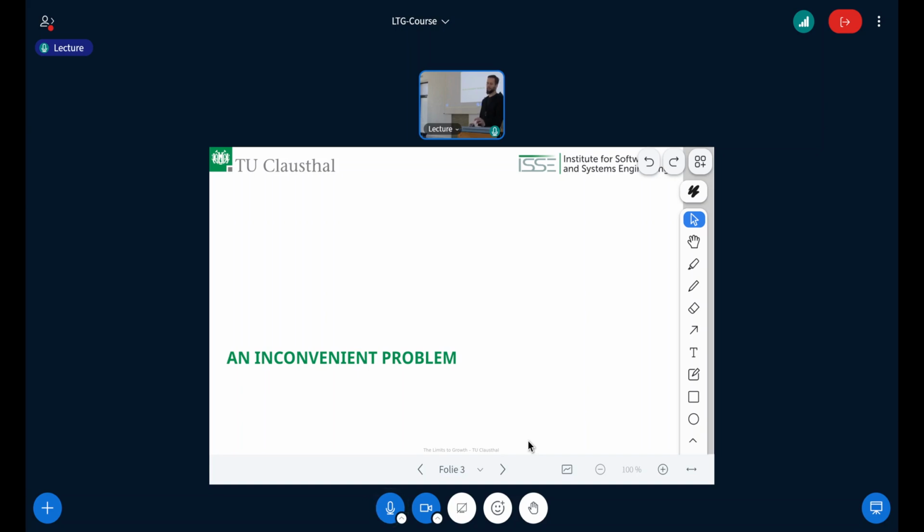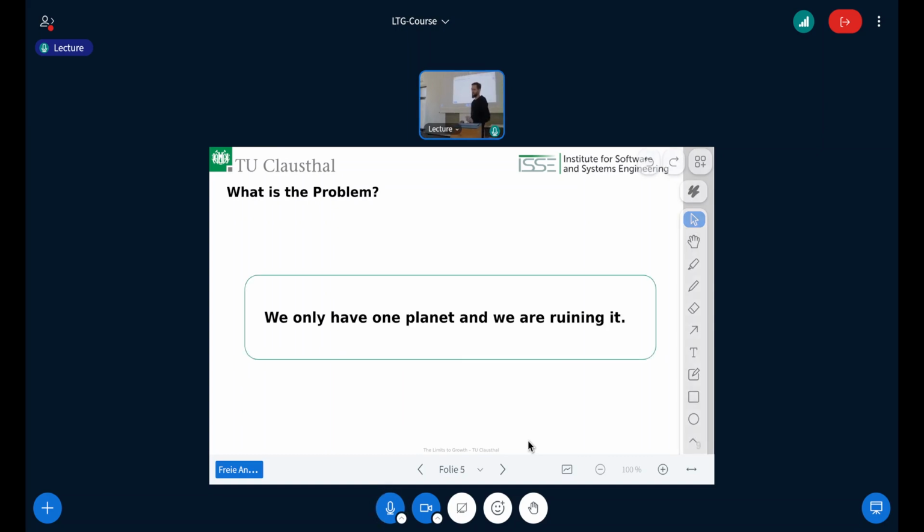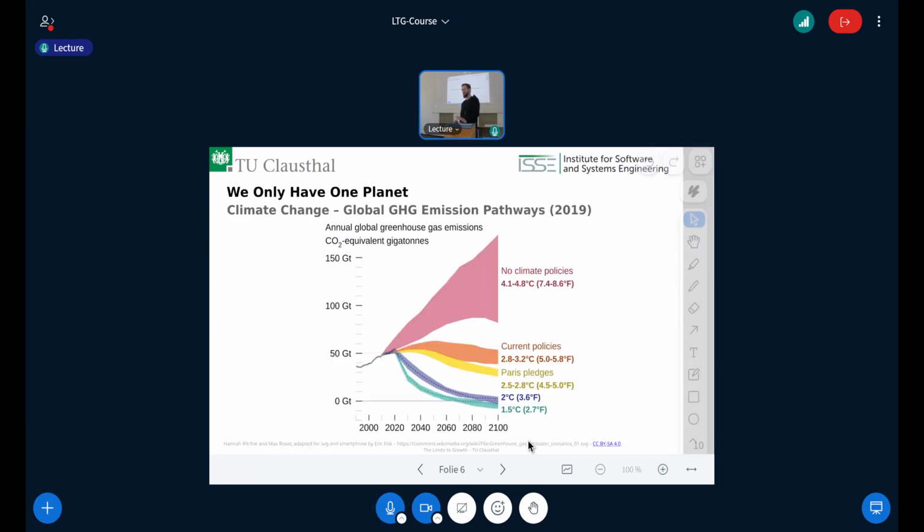Or it's maybe actually one bigger problem that is quite simple to summarize in one sentence: that we only have one planet and that we are ruining it. Sounds like a very lame and simple statement, but it has many very unfortunate and inconvenient implications that we'll go through now, a little bit one by one.